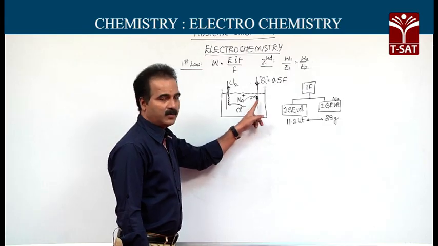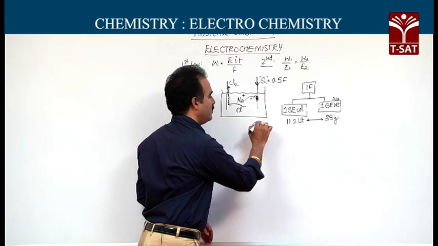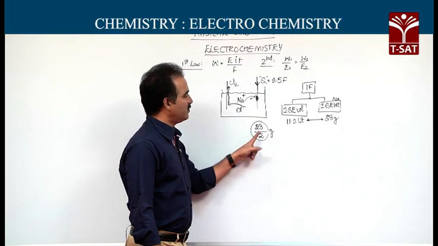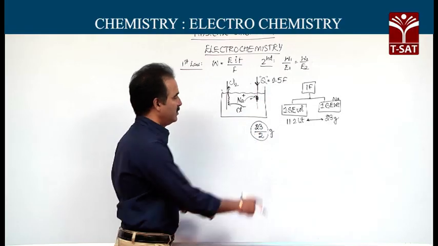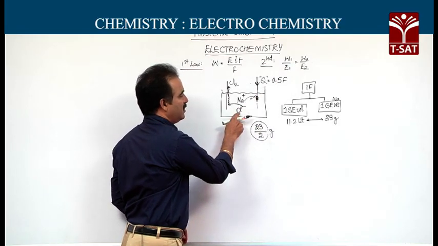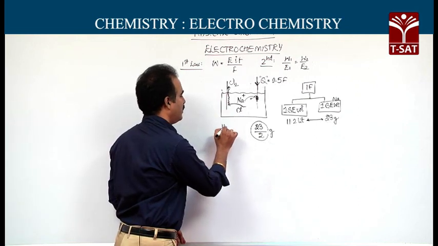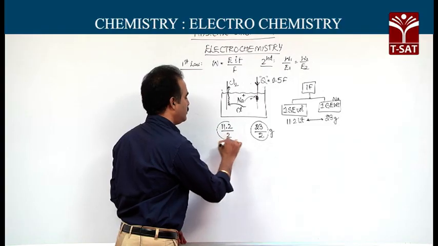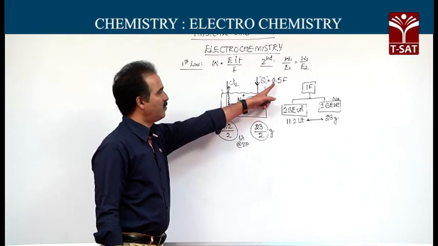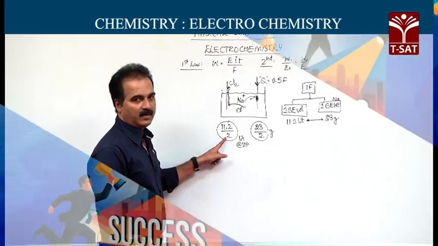0.5 gram equivalent of sodium means 23 by 2 grams, because 1 gram equivalent is 23. So, 0.5 Faradays will be equal to 0.5 gram equivalents, that is 23 by 2 grams, and the same 0.5 will simultaneously make chloride ions oxidation, resulting in 11.2 by 2 liters of chlorine gas at STP. So, 0.5 Faradays will give 23 by 2 and 11.2 by 2.